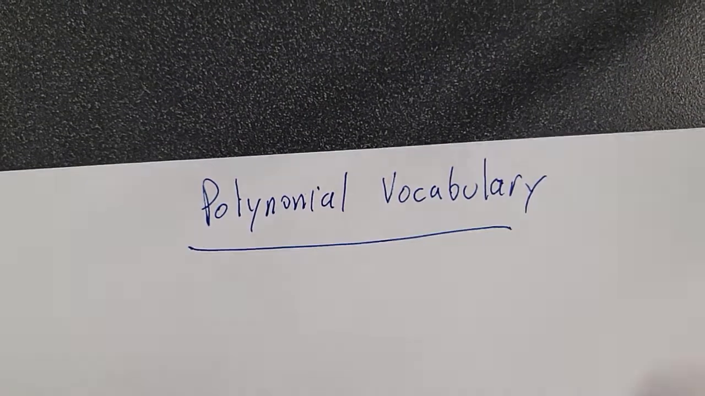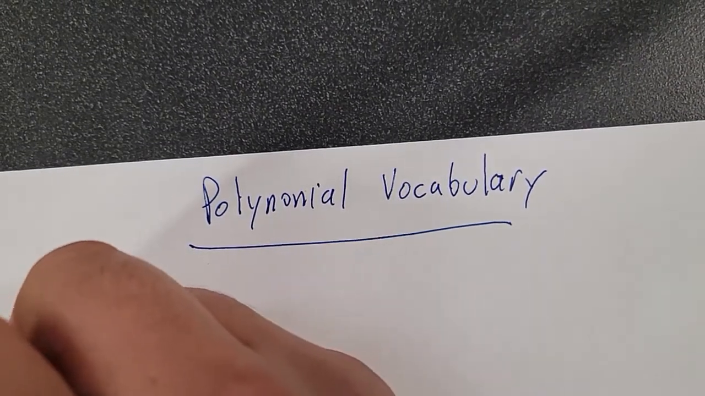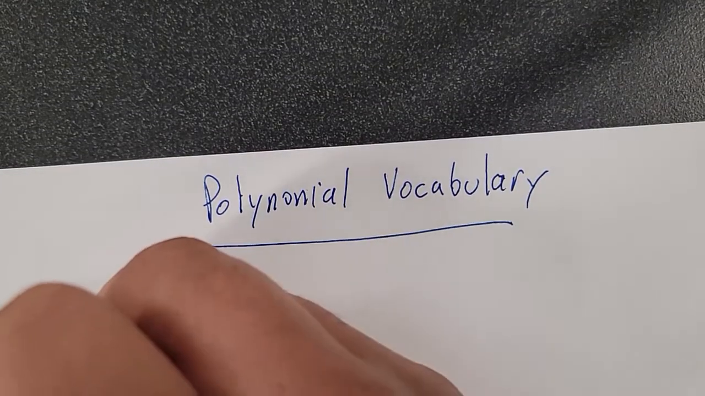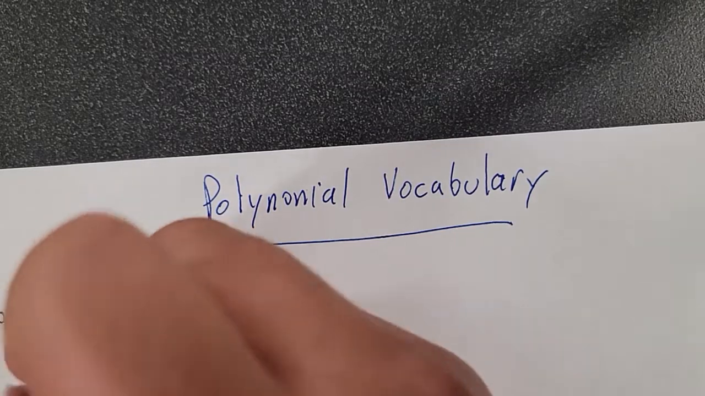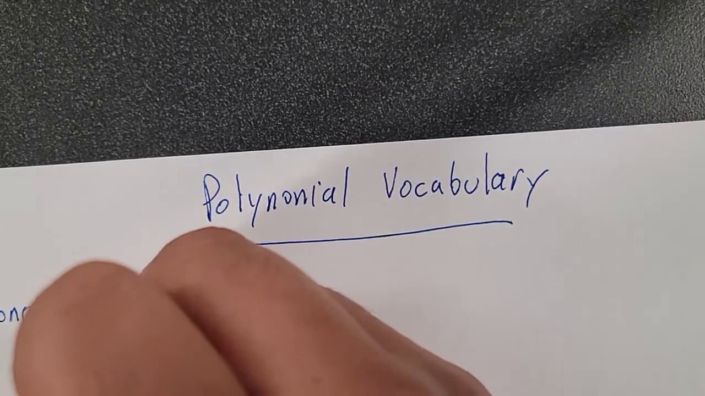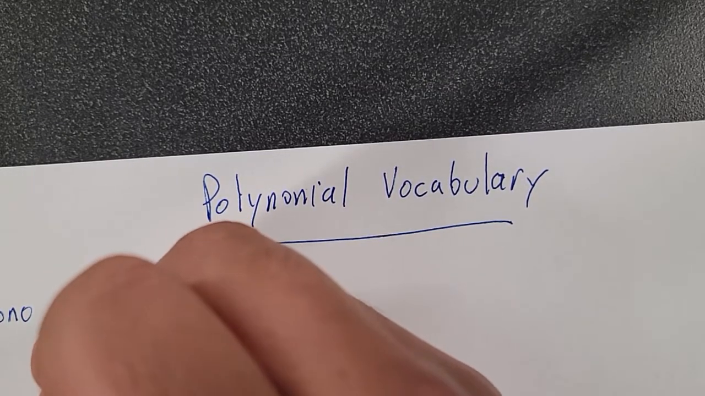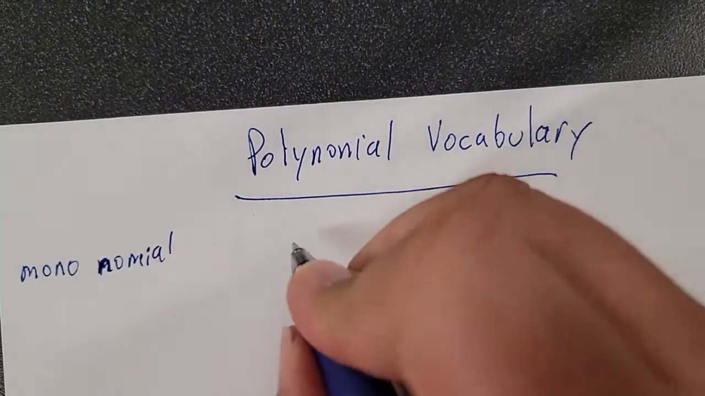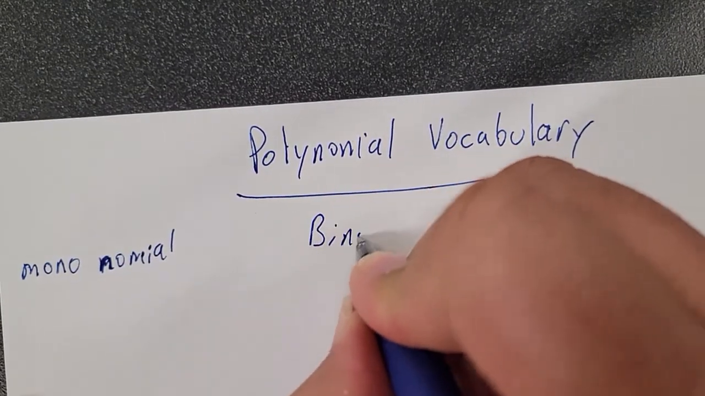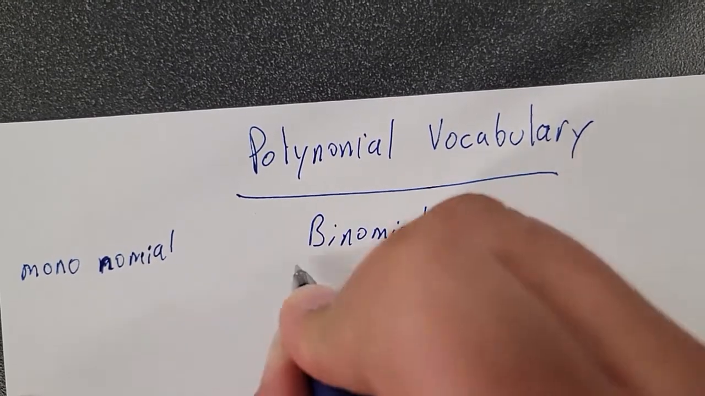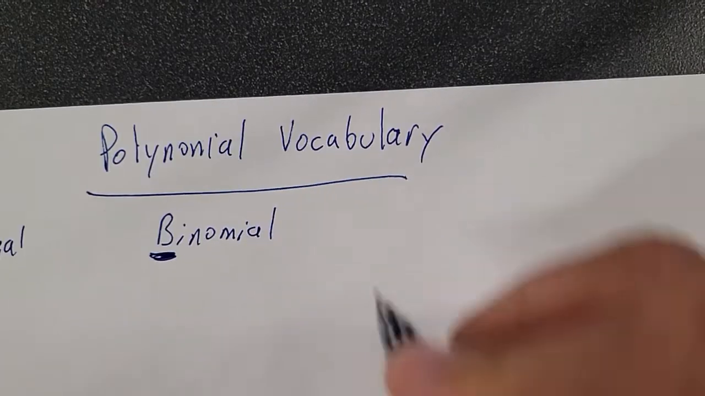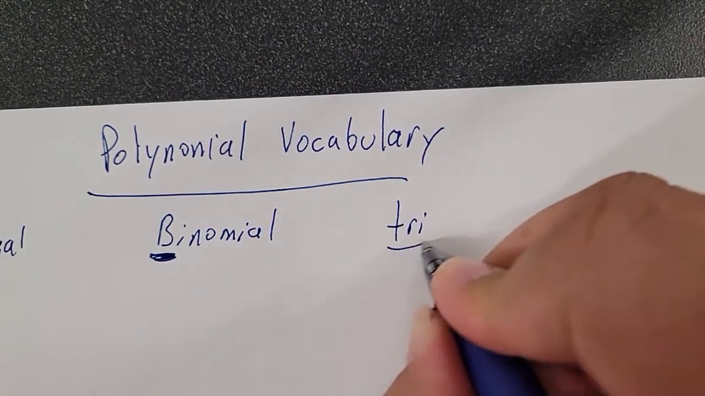All right, guys, so we got polynomial vocabulary. There's three types of polynomials we deal with. So the first one we have is called a monomial. And I'm going to space it out a little bit. So monomial, we have a binomial. Just so you can see the three keywords: mono, bi, and the last one is trinomial.